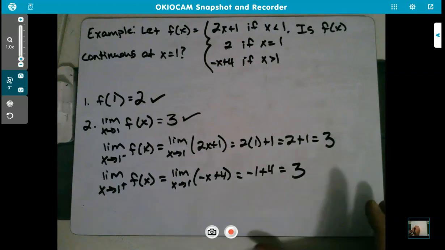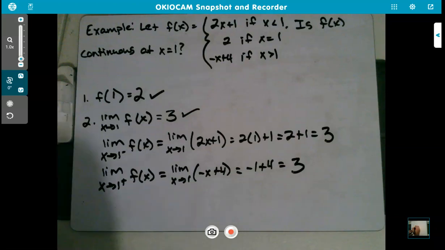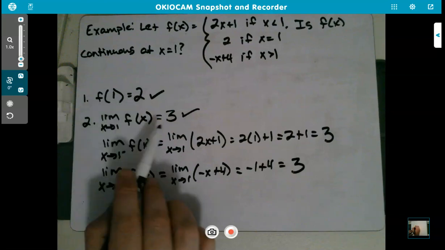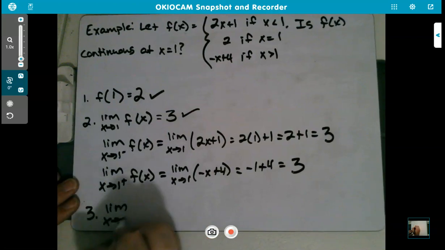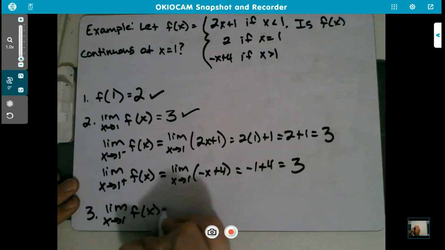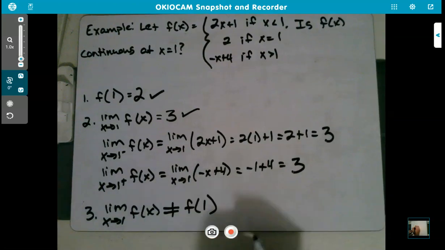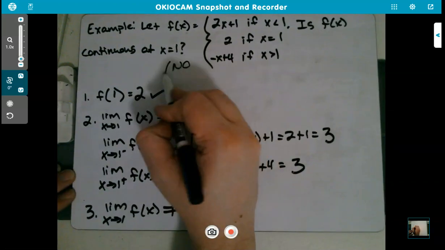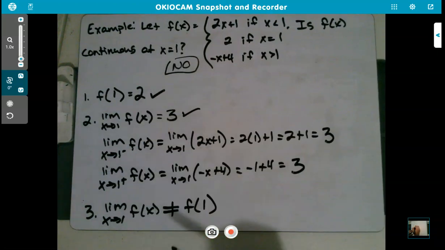But now the third rule says that those two things have to be the same. What I got in step 1 and what I got in step 2 must be the same. Well, as I can see, f of 1 is equal to 2, but then in step 2 I get 3. So what this means is that the limit as x approaches 1 of f of x is not the same as f of 1. So since this third rule does not hold, again, the answer is no, because our third rule says those have to be the same, and they're not.